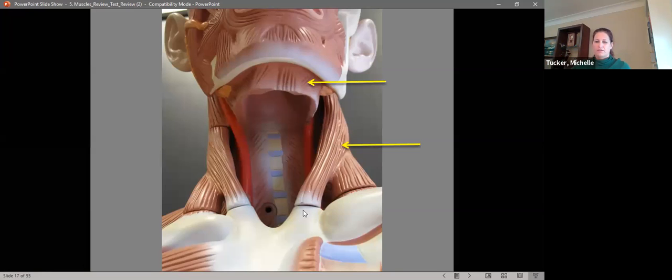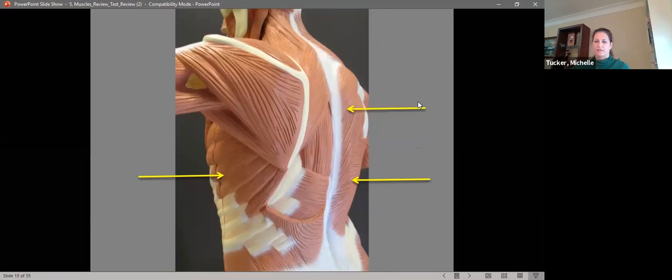Another view of sternocleidomastoid. And then this is showing you the digastric muscles up underneath the chin that are used in chewing. Another view of serratus anterior. And then the two superficial muscles on the back are trapezius and latissimus dorsi. This also gives a nice view of that erector spinae group, that's on the deep side of that torso as well.